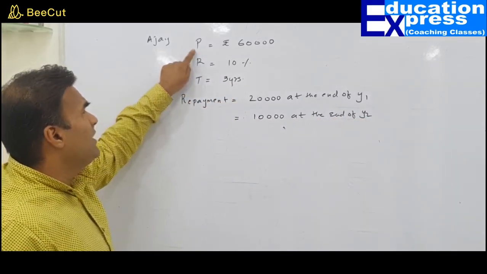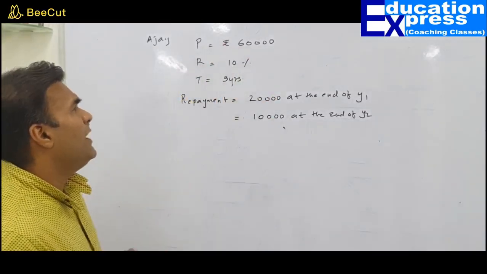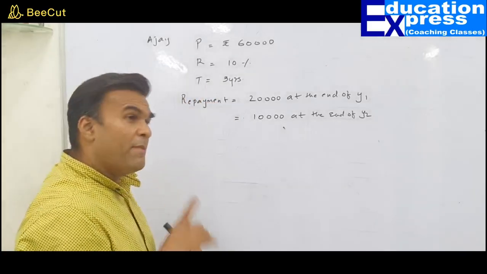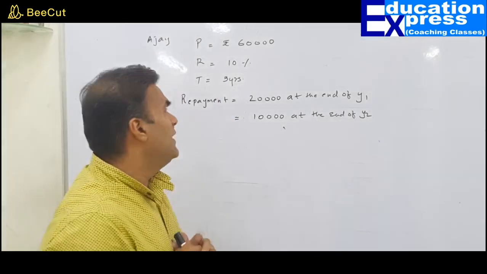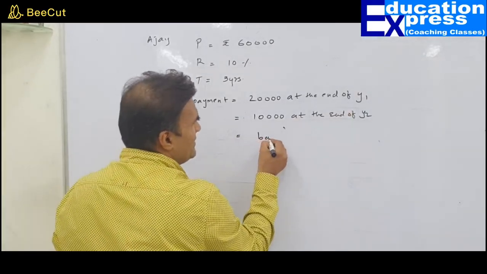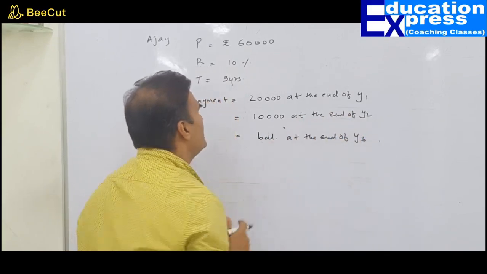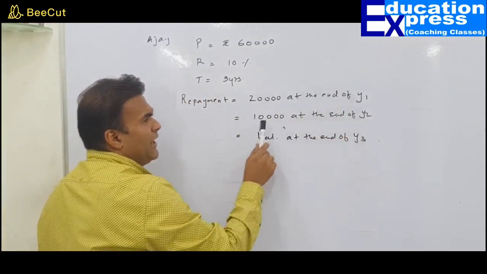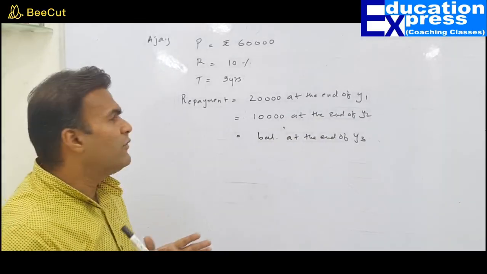So Ajay says, look money lender, I am in need of money. Please give me 60,000 rupees. I don't mind paying you interest of 10% and I want money for 3 years. But in between, for sure, I'll pay you 20,000 rupees at the end of year 1, 10,000 at the end of year 2 and balance at the end of year 3. Can anyone tell me what will be the balance amount at the end of year 3?